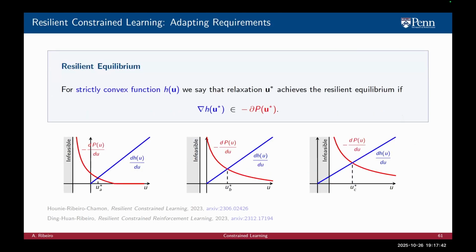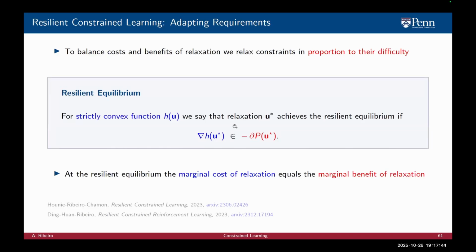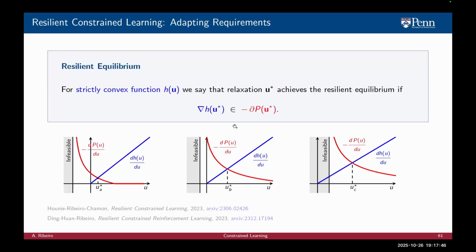And your equilibrium condition is to say that these two things should match. So what is the idea here? Well, I am showing you here three graphs. On the left, I have a problem that is easy. In the middle, I have a problem that is difficult. On the right, I have a problem that is infeasible. And the utility here is just u squared, so that gradient over there is just u.